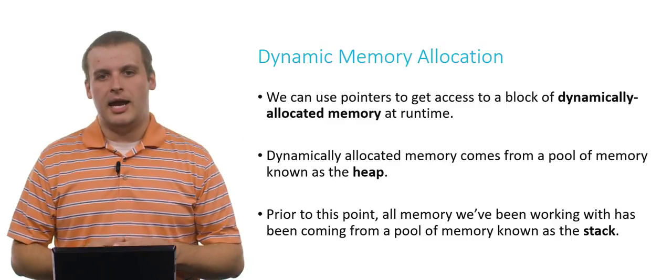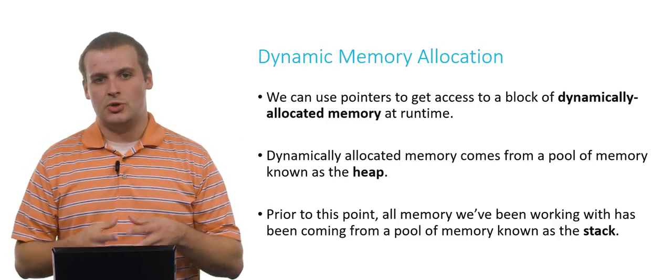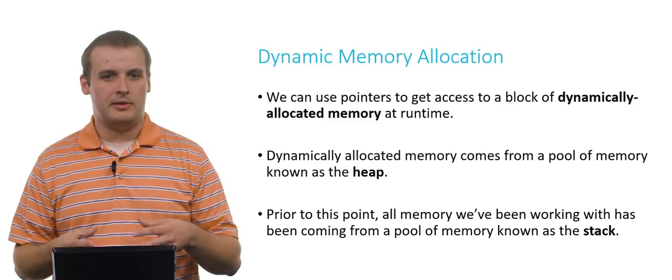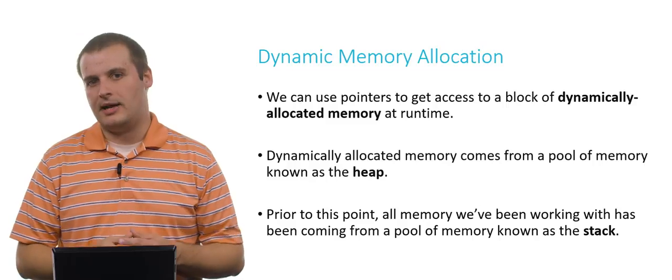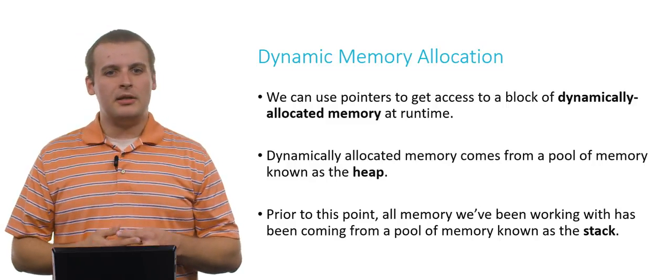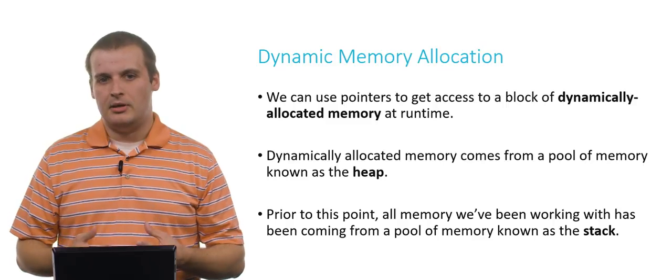Dynamic memory allocation allows us a way to get around this particular problem. And the way it does it is by using pointers. We can use pointers to get access to dynamically allocated memory, memory that is allocated as your program is running. It's not allocated at compile time. When you dynamically allocate memory, it comes from a pool of memory known as the heap.